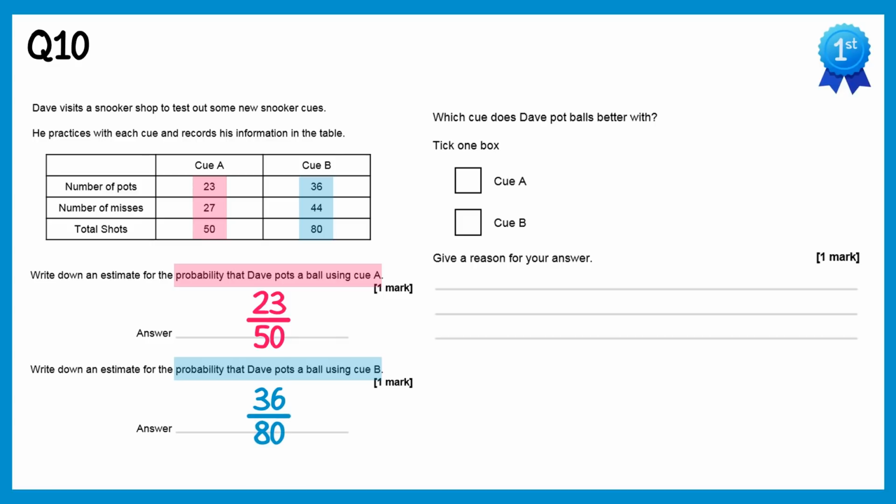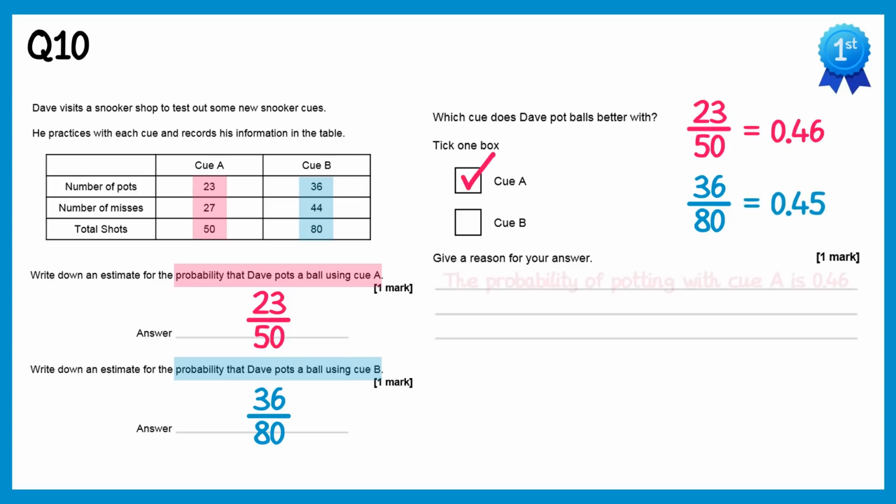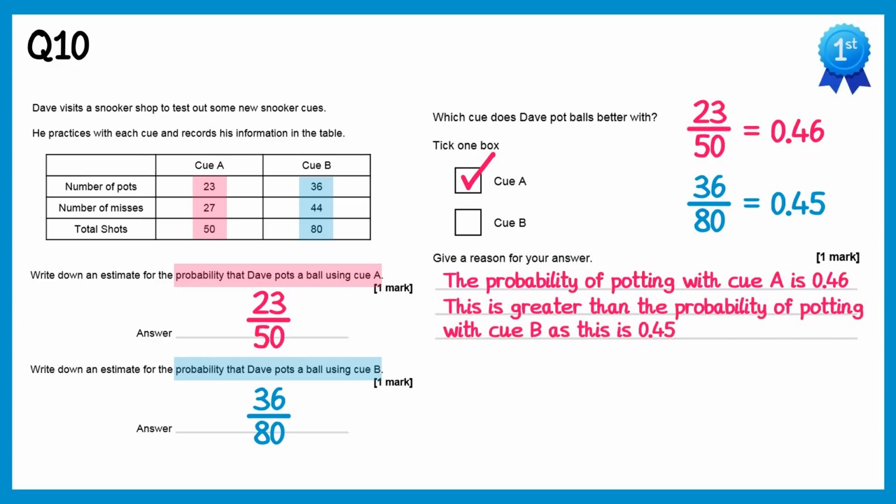In the last part of the question, we need to decide which of the Qs Dave is better with. If you look at the probabilities but change them to decimals, it becomes clearer. So 23 over 50, if you type this into your calculator, will give you 0.46. 36 over 80 into your calculator will give you 0.45. 0.46 is greater, so this is the answer. The reason would be something like the probability of potting with QA is 0.46. This is greater than the probability of potting with QB, as this is 0.45.